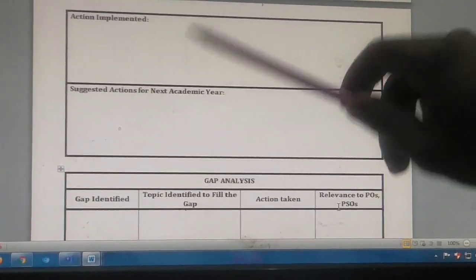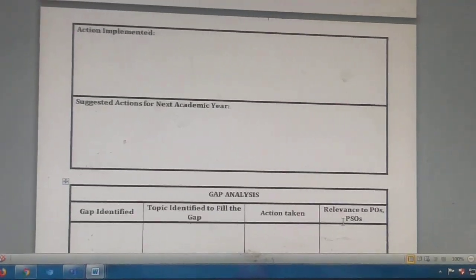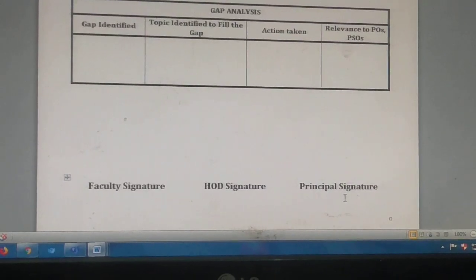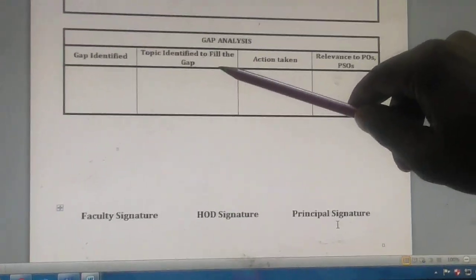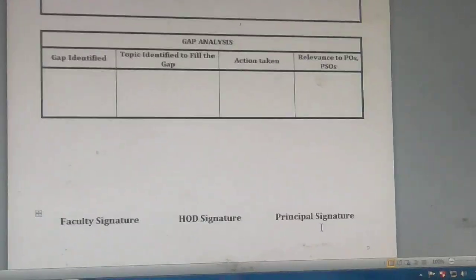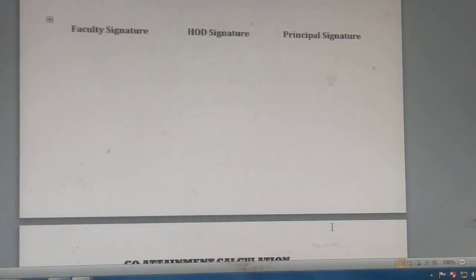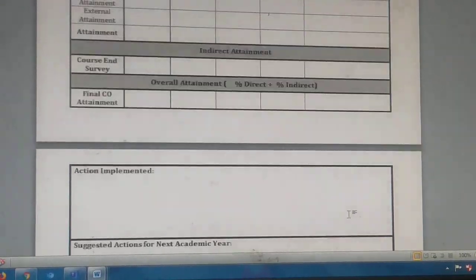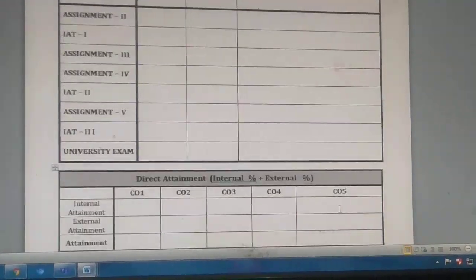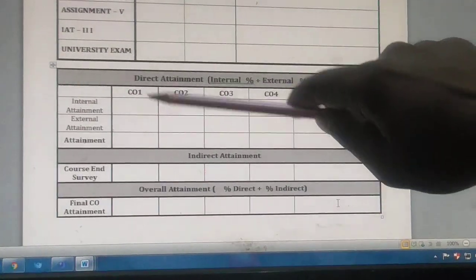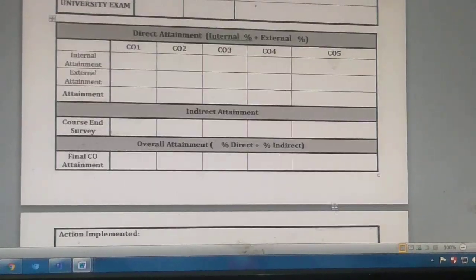So this is the action implemented. This is the suggested action for the next academic year. These are the gap identified and the topic identified to fill the gap, action taken, and relevance to POs and PSOs. Now I have to explain the step-by-step procedure for finding the internal attainment for each CO.